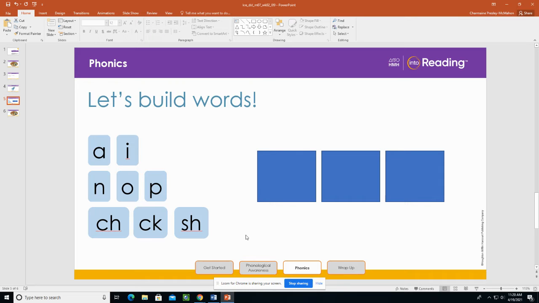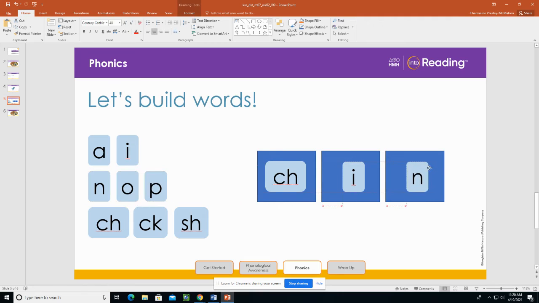So listen to this word, chin. Say it with me, chin. Can you point to your chin? Nice. The first sound is ch, so I'm going to grab the CH and put it here. The second sound is I, the letter I. The last sound I hear in chin is N, the letter N. So what word do we have here? Chin.